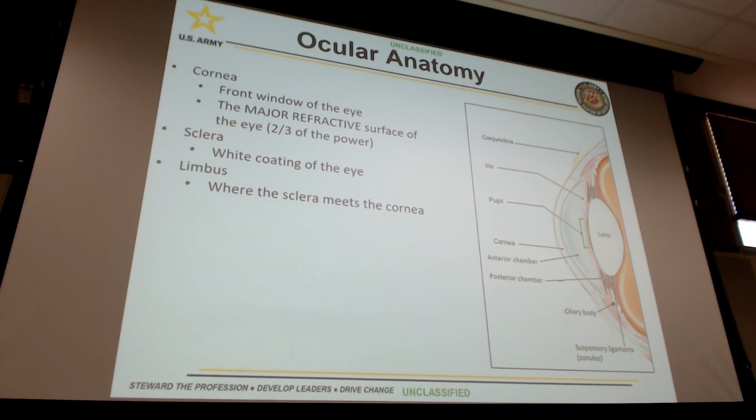Eventually, in a few years, I'm going to need reading glasses, but that's because I'm going to become presbyopic because I'm getting older, which is back to life. All right, so the sclera then is the white part of your eye.